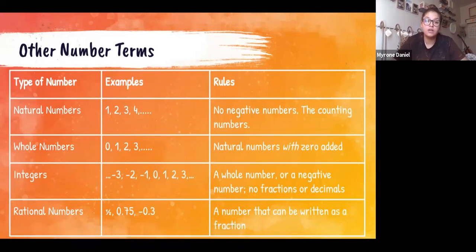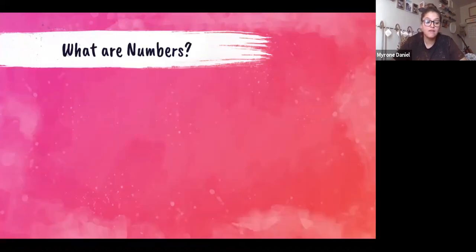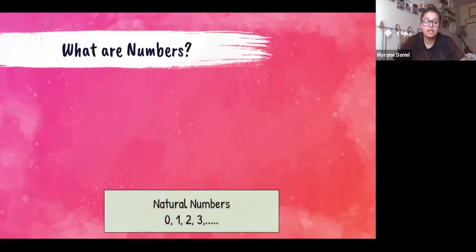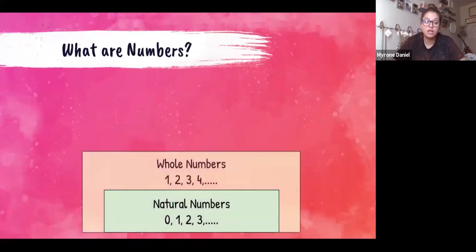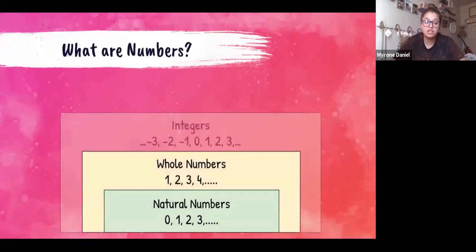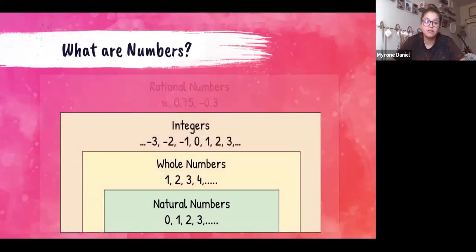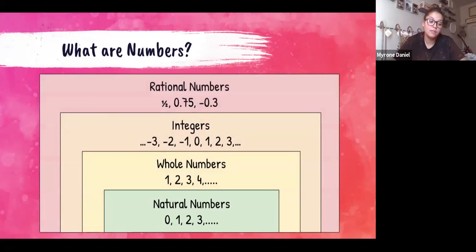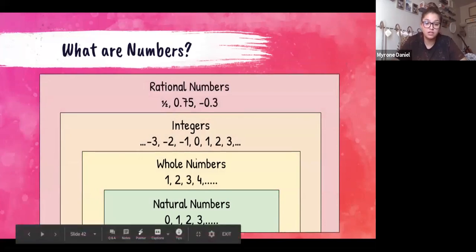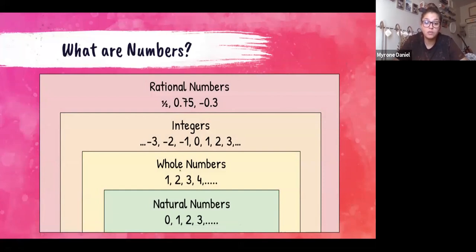So, really, what are the numbers? How do they look? Well, I have this Venn diagram that I want to show you. It starts off with the natural numbers, then the whole numbers, the integers, and then the rational numbers. Whole numbers are a subset of integers. So all whole numbers are in integers, but not all integers are going to be in the whole numbers.